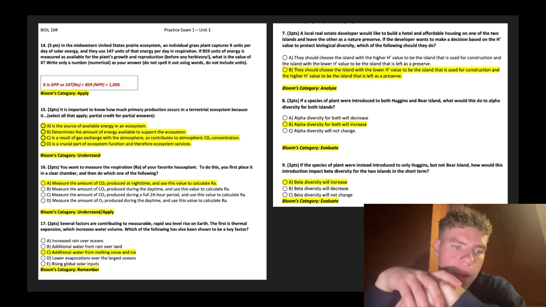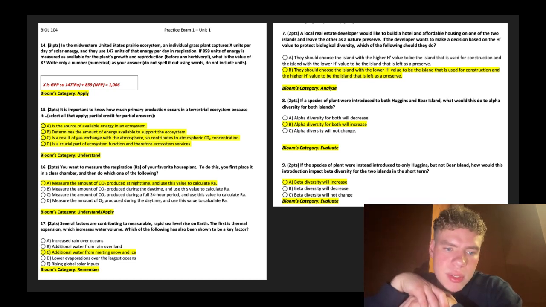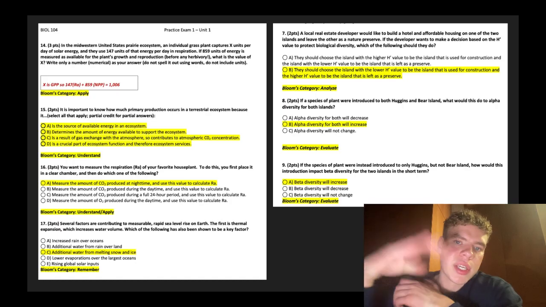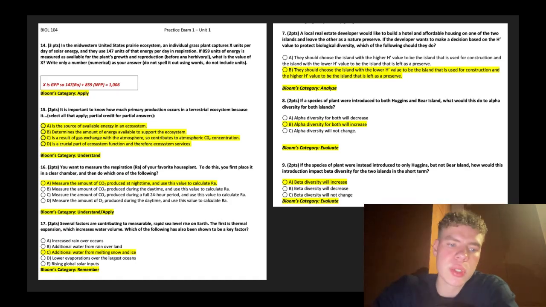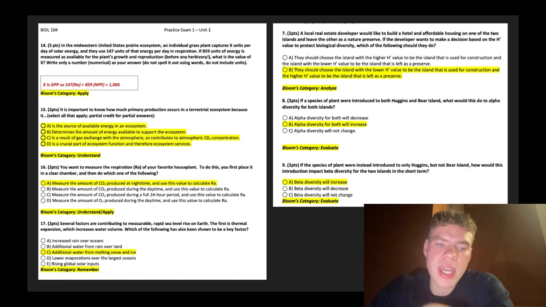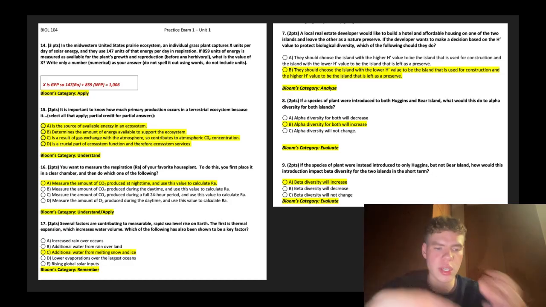15, you can read through that. Basically, all the answers are correct. 16, you want to measure the respiration of your favorite houseplant. To do this, you first place it in a clear chamber. Then what do you do? Once again, I talked about this earlier. The correct answer is measure the amount of CO2 produced at nighttime, then use this to do your calculation. Because like I said earlier, plants do most of their respiration at night. That's just something you're going to have to remember.